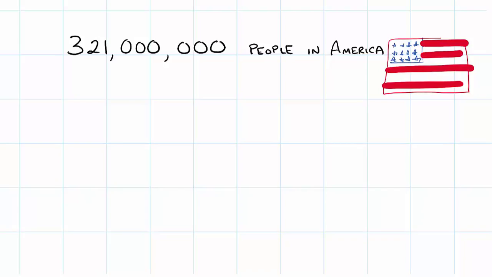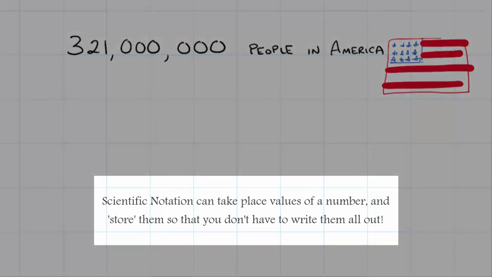There are really big numbers and really small numbers too. And what we need to understand is that we can write these numbers without all the place values if we don't want to. It's called scientific notation.